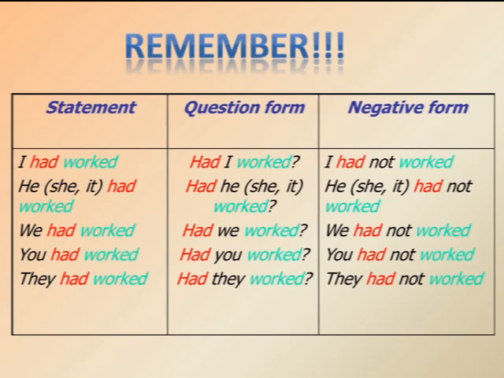Another example, he, she, it had worked. Question form, had she worked? Negative form, he hadn't worked. In the plural forms, we use the same auxiliary verbs. We had worked. Question form, had we worked? A negative form, we hadn't worked.